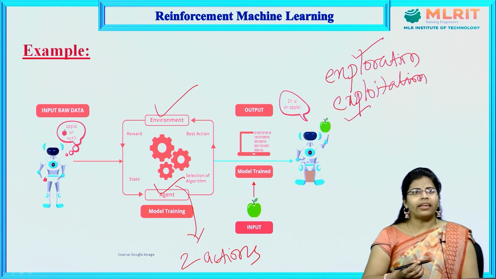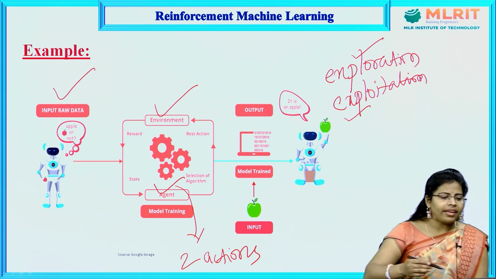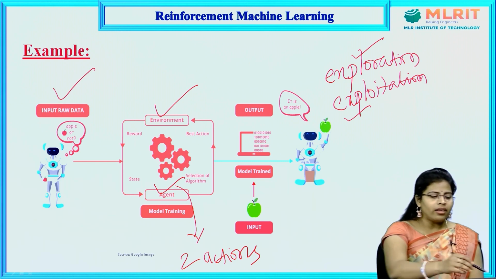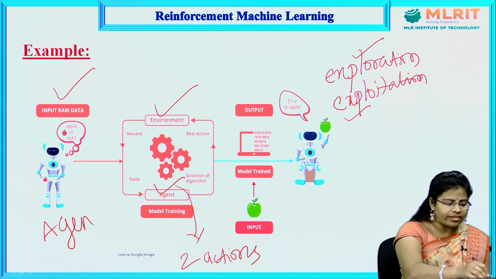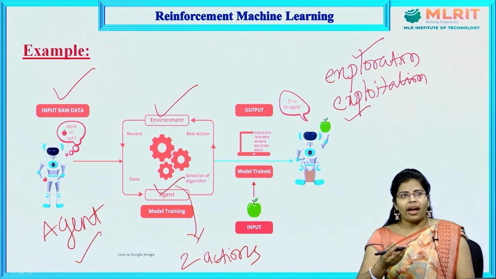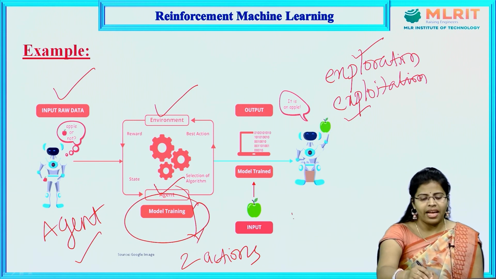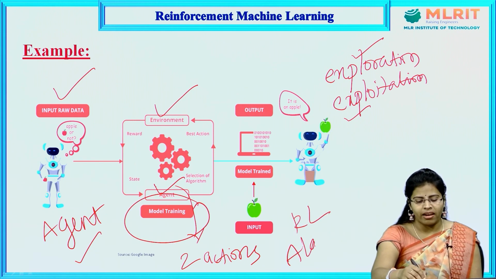So here I can tell you with an example. Here we have input raw data. Here you can see in the image, the agent needs to identify whether it is an apple or not. What we are going to do is train the machine with the help of reinforcement learning algorithms.